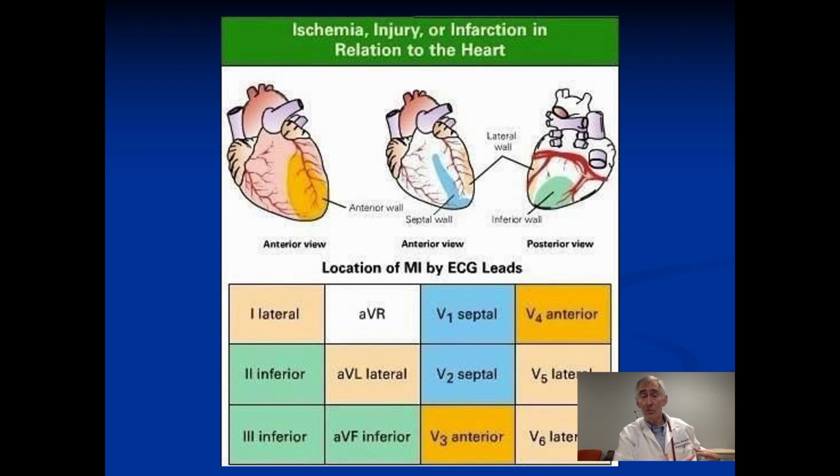Now, sometimes with inferior MIs, we put right-sided leads. As I mentioned earlier, we have the left-sided. We just switch them mirror image to the right side, and we look at V4R for right ventricular infarction.